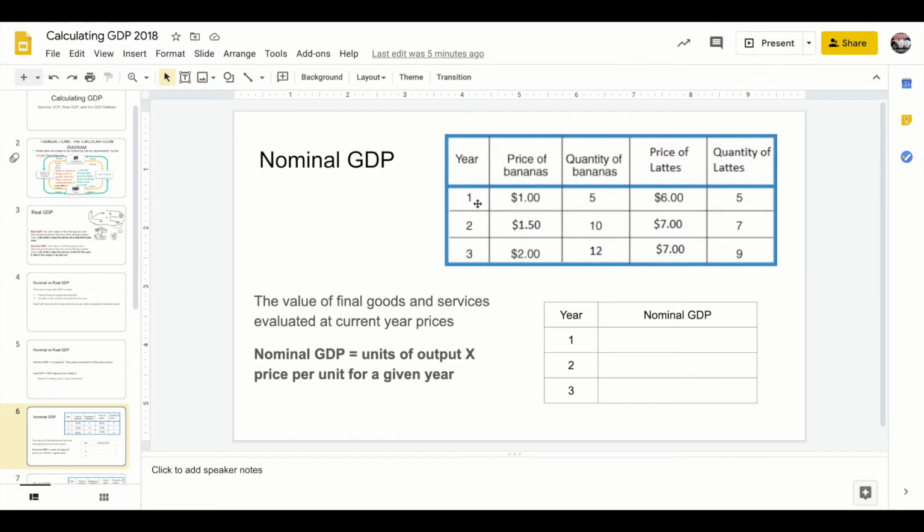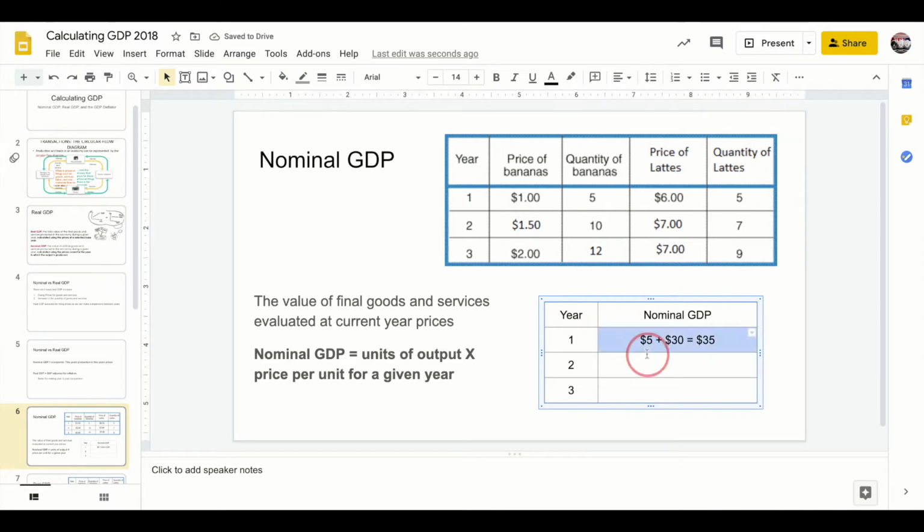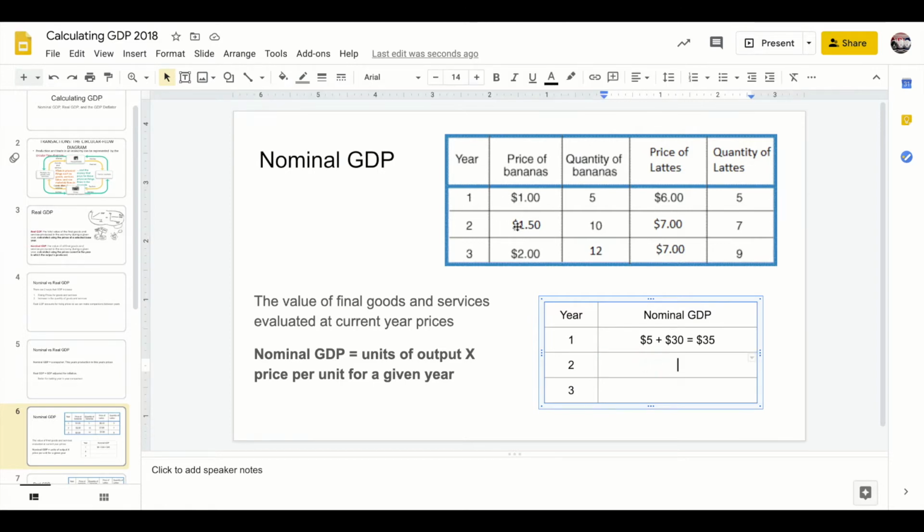For year one, to calculate year one's GDP, we would take our price of bananas. It cost $1 to buy a banana in year one. We had 5 bananas sold in year one, so we made $5 off bananas. It's going to be $5 plus, $6 is what a latte cost in year one, and we sold 5 of them. 5 times 6 is 30. So plus the $30 we made off lattes, and that is going to come out to a nominal GDP of $35 for year one.